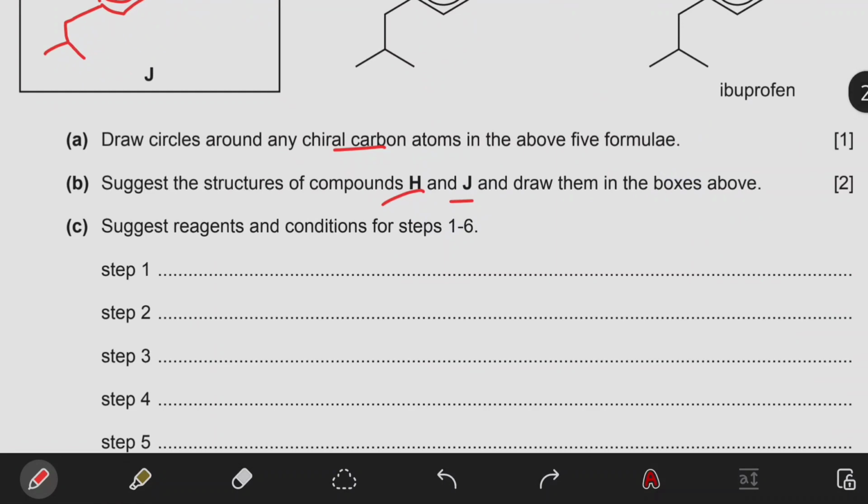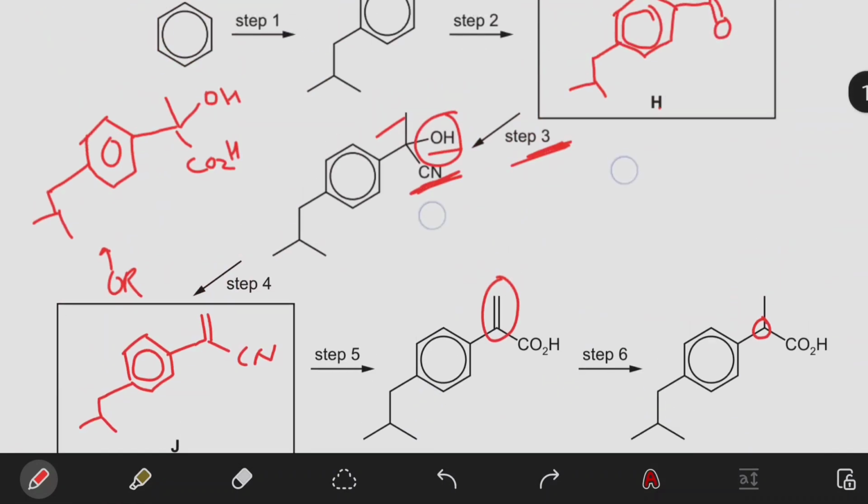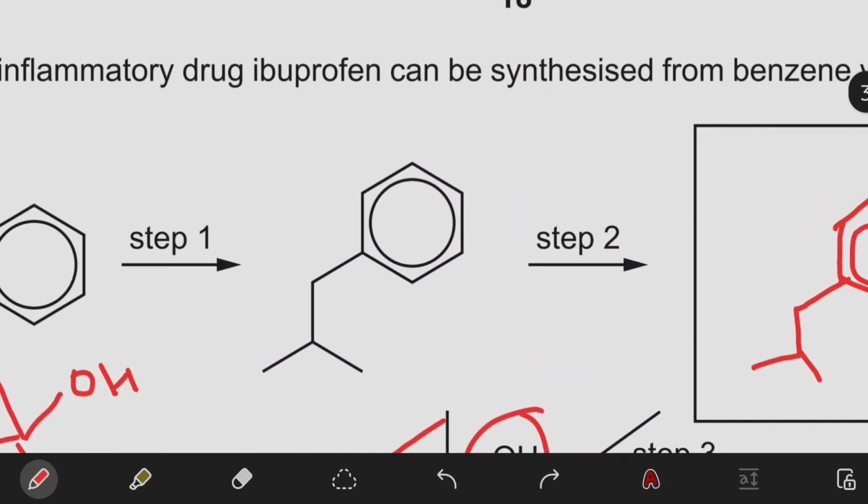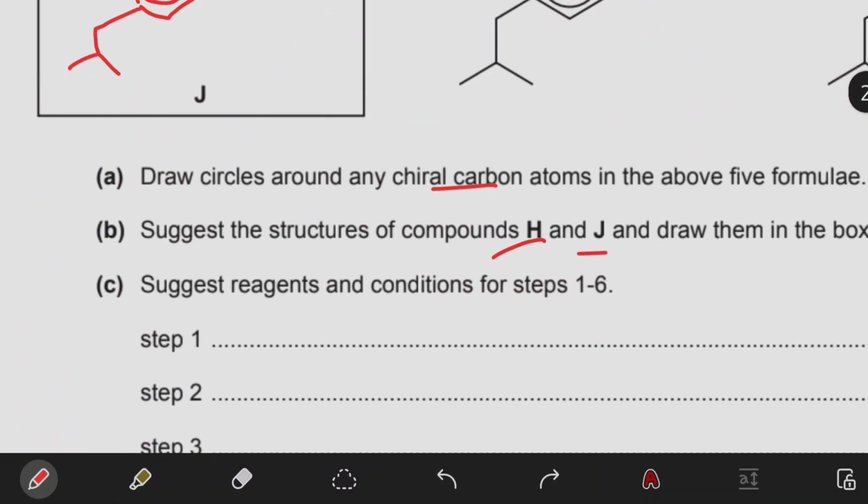Moving on, suggest reagents and conditions for step 1 to 6. So in step 1, what is happening? Benzene is being converted. Definitely alkylation has taken place here. So for alkylation, you need to have the alkyl halide as a reagent. Let's see what the alkyl halide would be. So it has 1, 2, 3, 4 carbons. Let's write the formula for it.